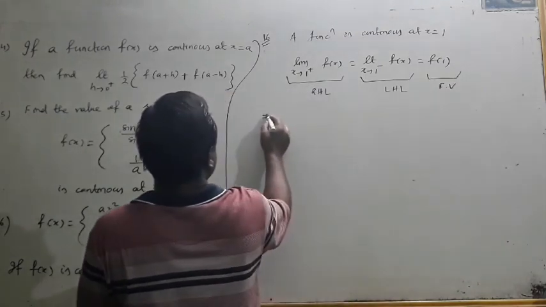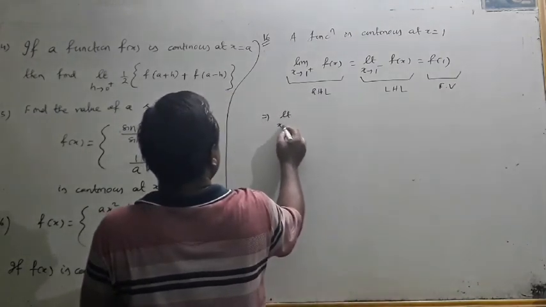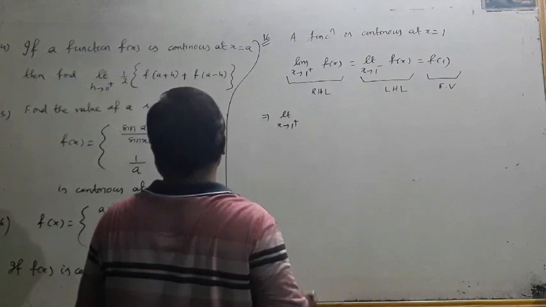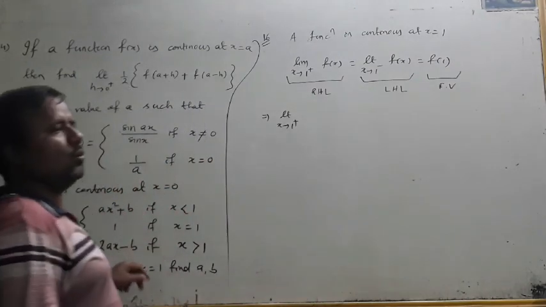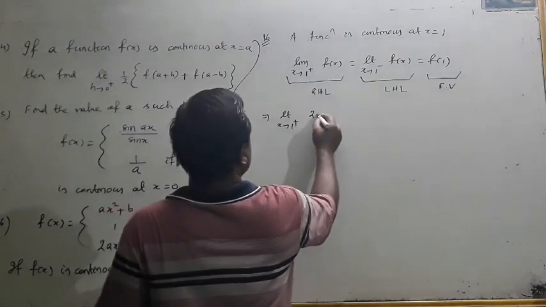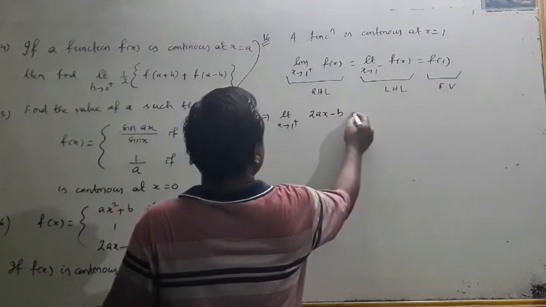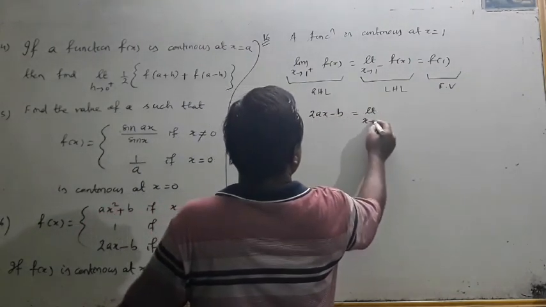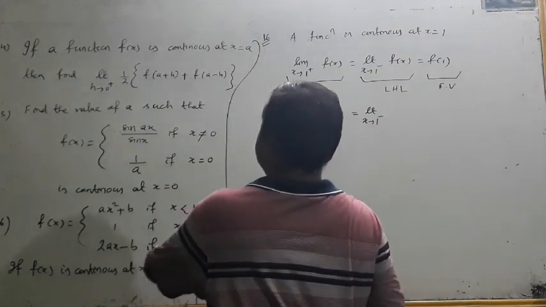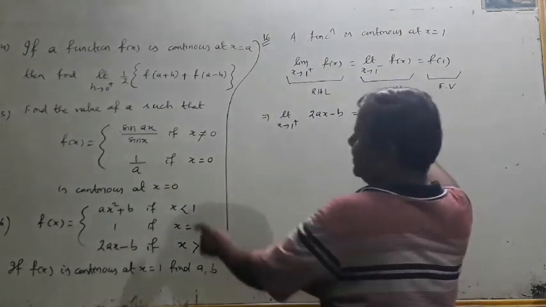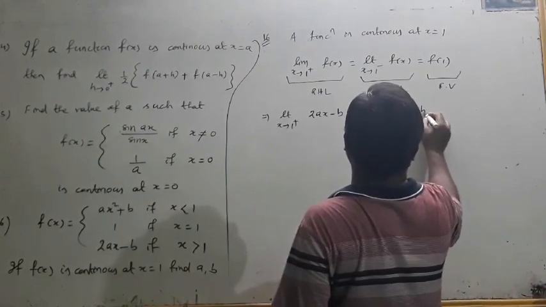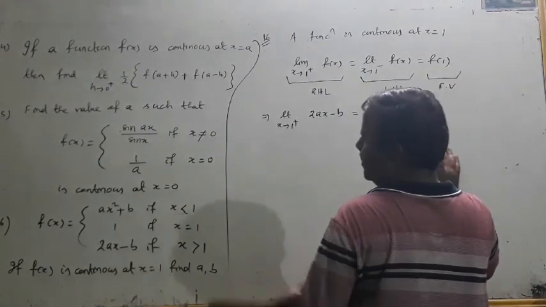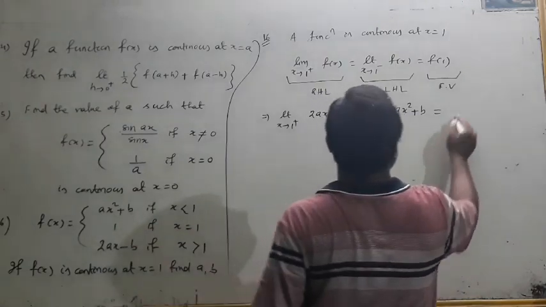This implies limit x tends to 1 plus. What is the value of f(x)? When x is greater than 1, you have to put 2ax minus b. When limit x tends to 1 minus, what is the left hand limit? When x is less than 1, it is ax square plus b. And what is the functional value? When x is equal to 1, it is given that it is 1.